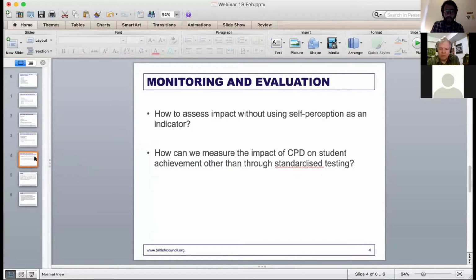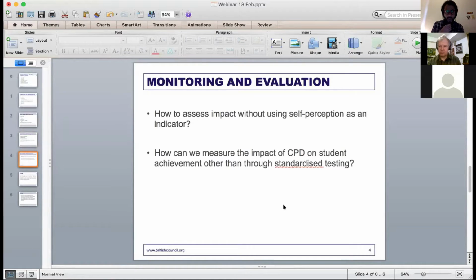I have two questions for you here, based on these challenges. How can we assess impact without, or as an alternative to, self-perception being the main indicator? So what are other ways we can assess impact, which is not only asking teachers to fill out a questionnaire at the end of the program?